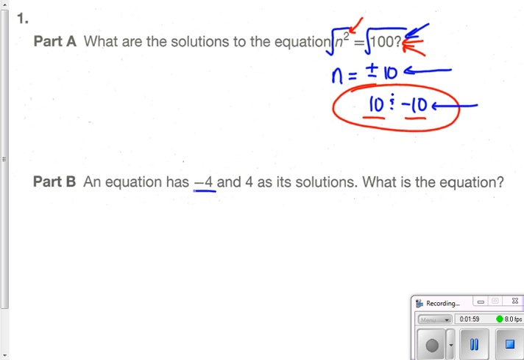So negative 4, let's say you squared that, or you had 4 and you squared that. Well, that is going to give us 16. And the equation would be n squared equals 16. Why is it n squared equals 16? Because when you square root this, you now have n, and when you square root that side, you'd come up with negative 4 and 4 as possibilities.